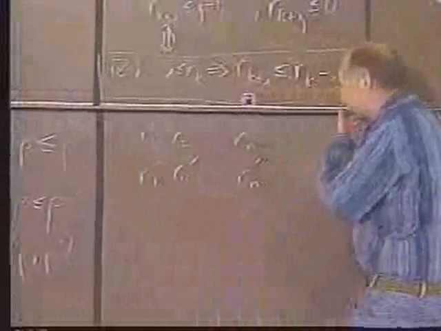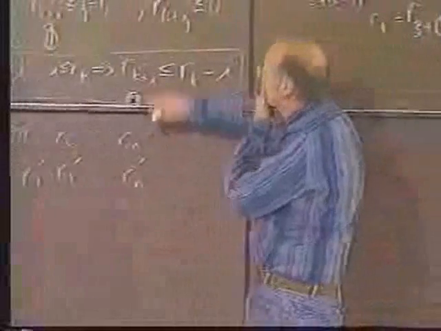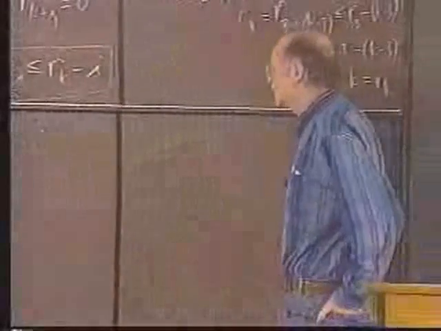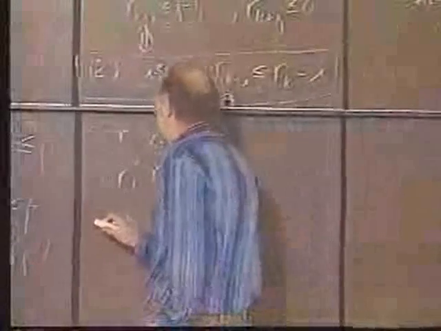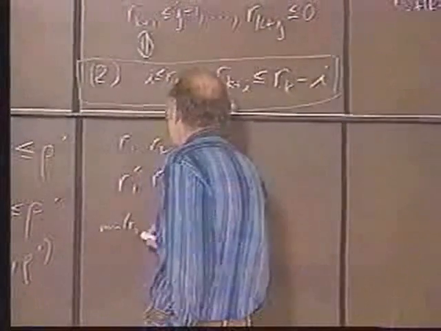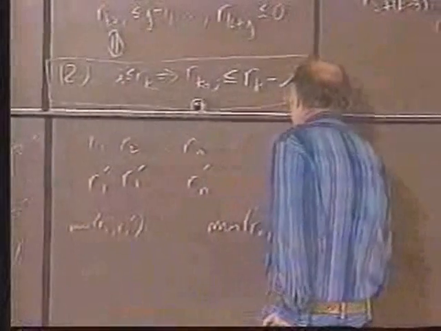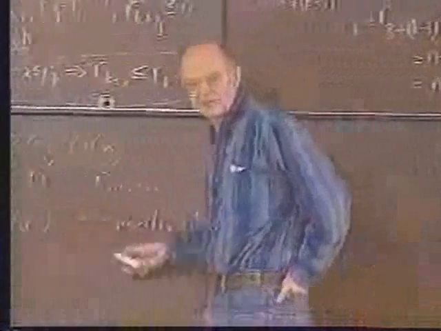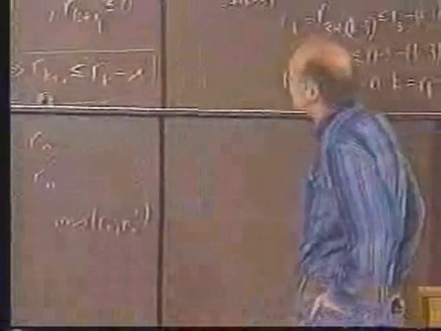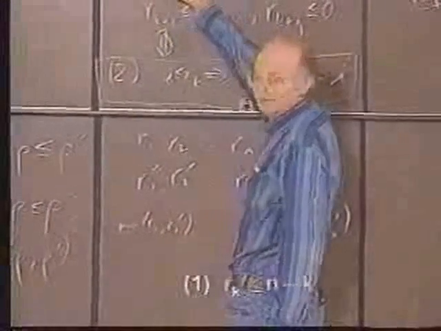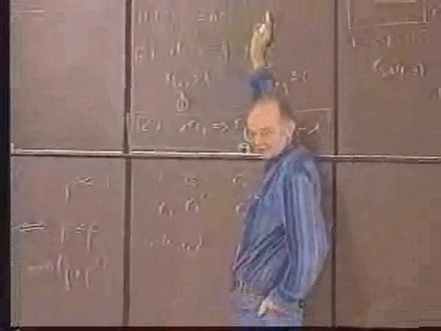This is rho prime. And so this satisfies conditions 1 and 2. Rho prime satisfies conditions 1 and 2. Now I just want to show that the minimum of R1, R1 prime up to the minimum of Rn, Rn prime, that this sequence also satisfies conditions 1 and 2. If I can show that it satisfies conditions 1 and 2, then it represents a binary tree. Okay? So, well, that's obvious. I mean, take condition 1. Rk is less than or equal to this, Rk prime is less than or equal to this, so the minimum is certainly less than.